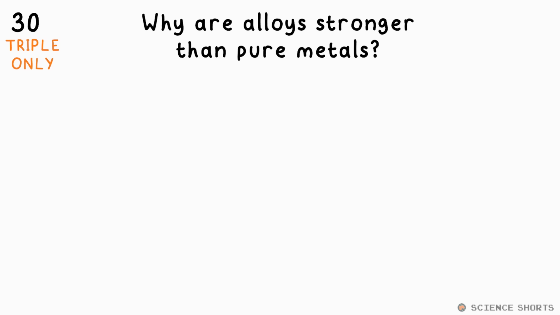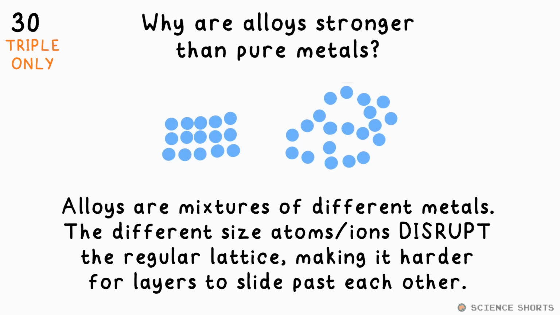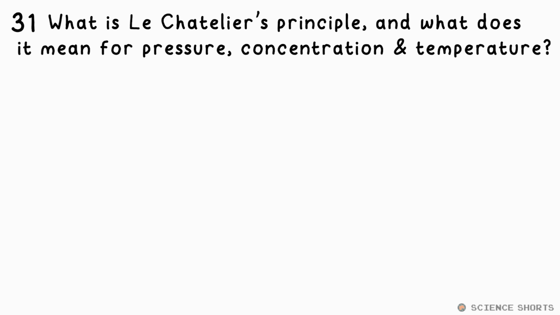Why are alloys stronger than pure metals? Alloys are stronger because the different size atoms disrupt the lattice, the pattern, making it harder for the layers to slide past each other. What is Le Chatelier's principle, and how does it apply to pressure, concentration and temperature?